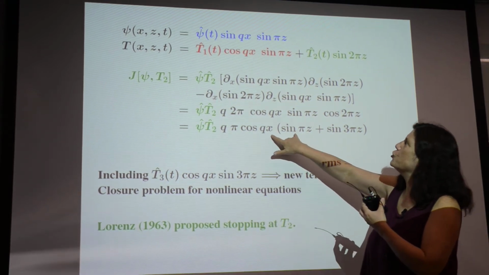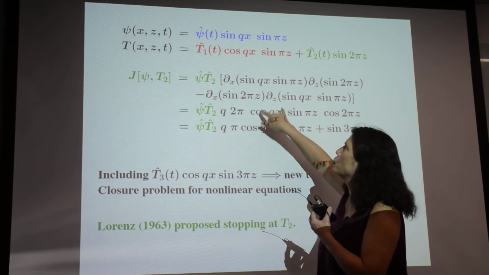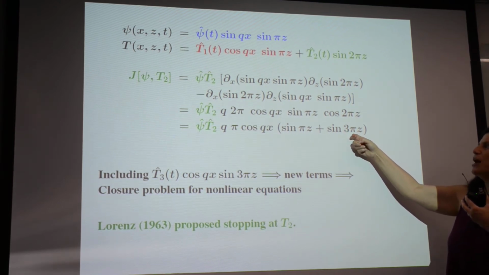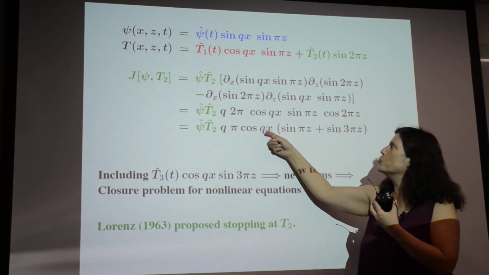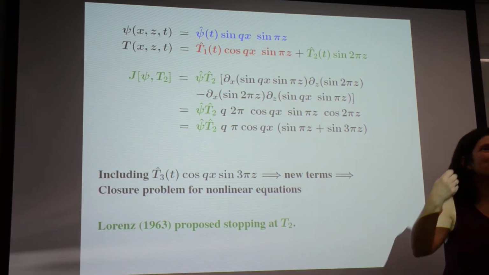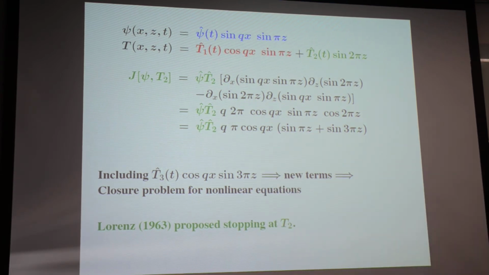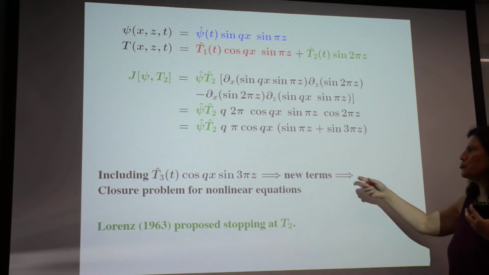So that's nice. This term looks like the original T term, good, but this is a new term. So of course, you'd say, I see, now I have to put in a term T3, which is of this form, cosine QX times sine 3 pi Z, and see what psi with T3 looks like, and so on. And that's called the closure problem, and that's why you can't solve nonlinear problems just like that, and it's still what causes nonlinear problems to be difficult. I mean, if you didn't have any preconceived notion, you would say, well, of course it doesn't work. But if you've been raised in this kind of approach, then you call it a closure problem.